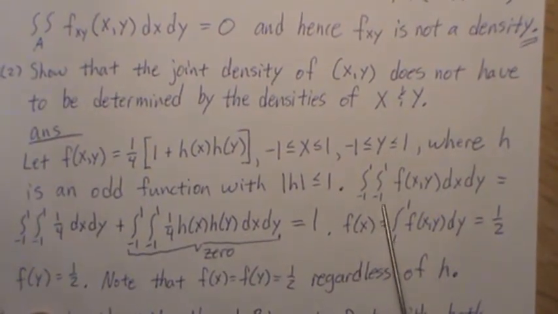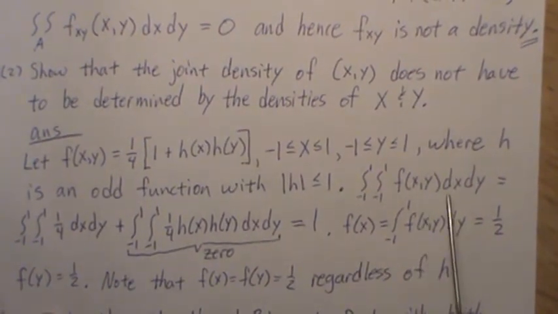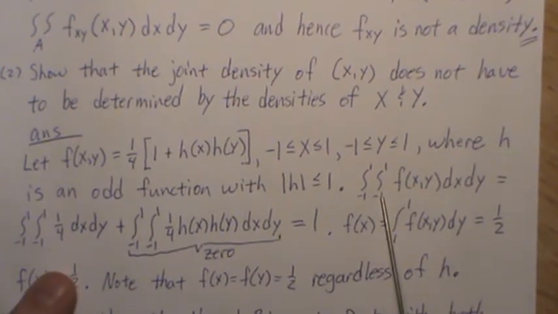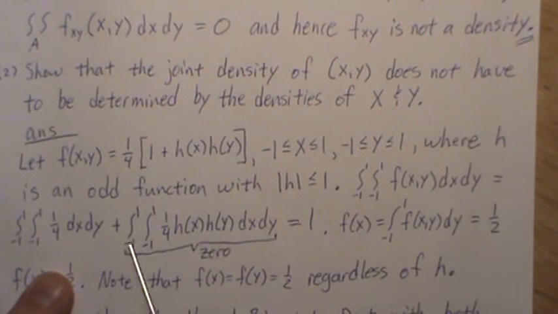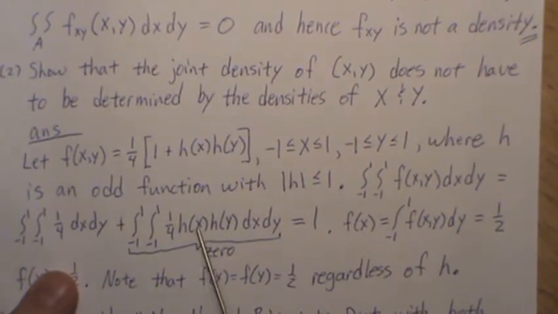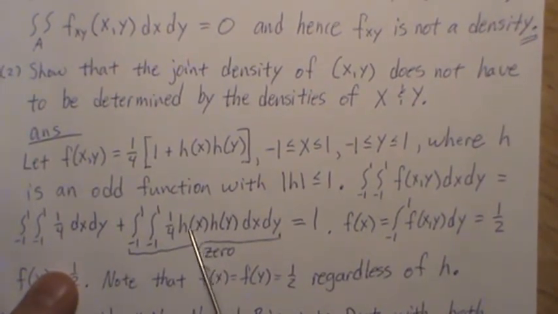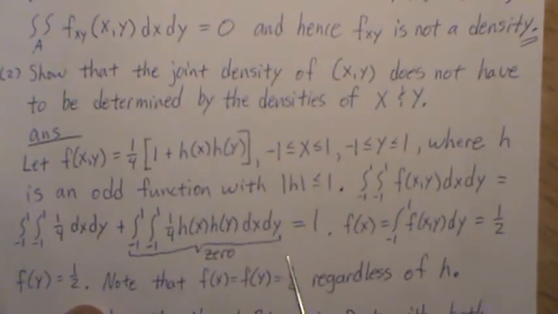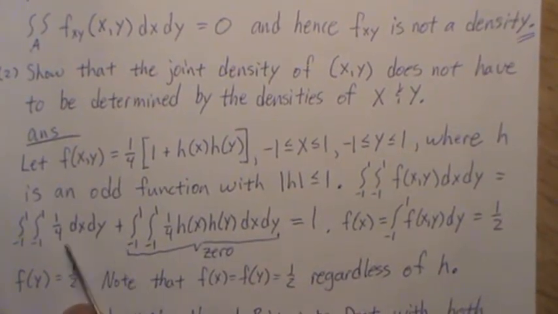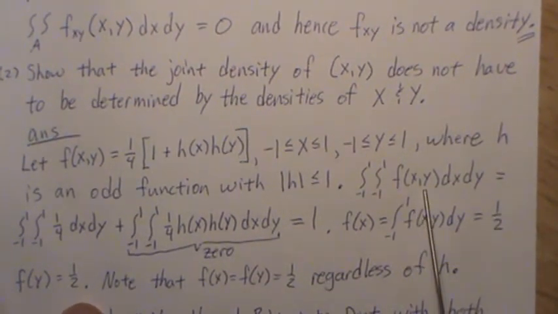Now, note that this is a density. If we integrate f(x, y) over the entire region, you can kind of break it up into this piece and then this piece. That's what we do here. But because these are odd functions, this integral is 0. And this integrates to 1. So it is a density.